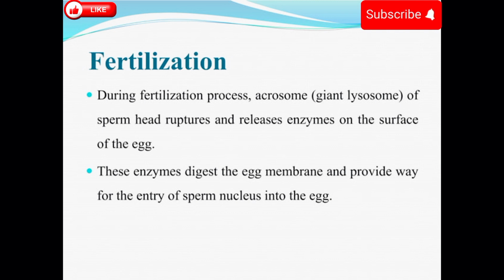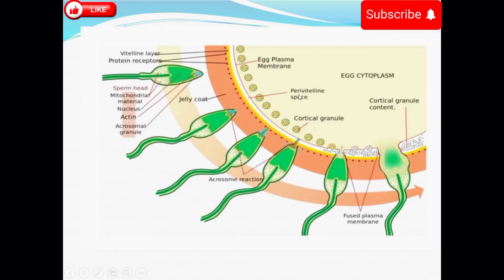Fertilization. During fertilization, the acrosome, which we call a giant lysosome, in the sperm head ruptures and releases enzymes on the surface of the egg. These enzymes digest the egg membrane and provide a way for the entry of the sperm nucleus into the egg. For example, this is the large egg, and these are the sperm heads. Within the sperm head, there are tips containing an acrosome, which is a giant lysosome. When it touches the membrane of the egg, it releases enzymes and produces holes through which the male nucleus easily enters the female egg cell.